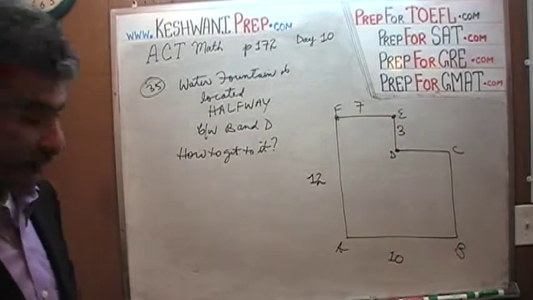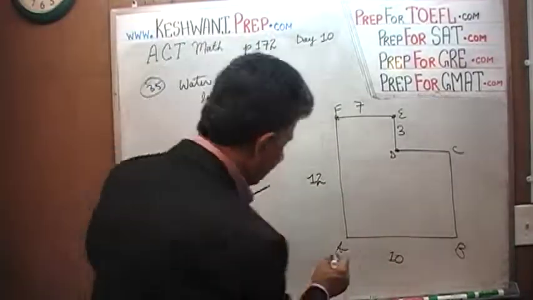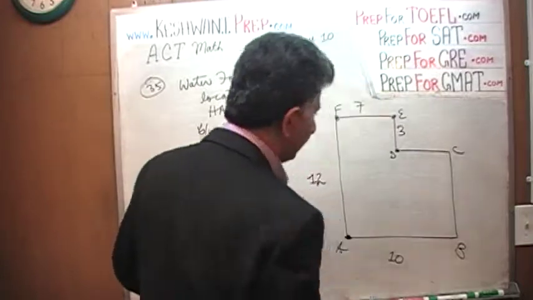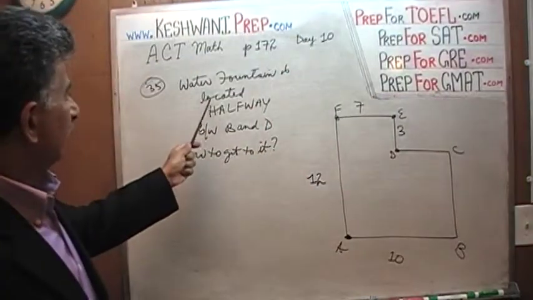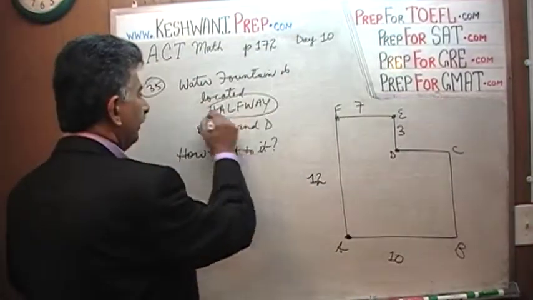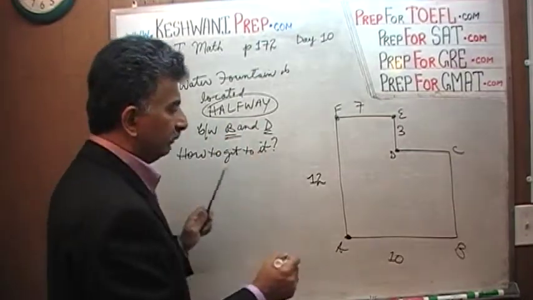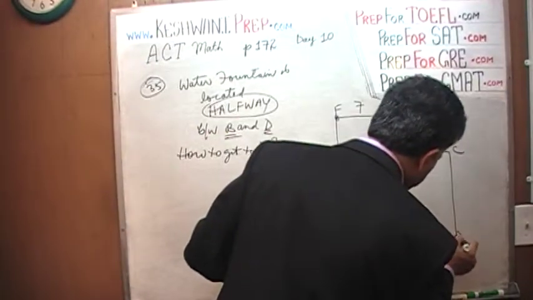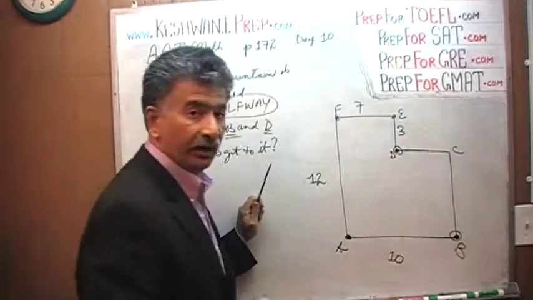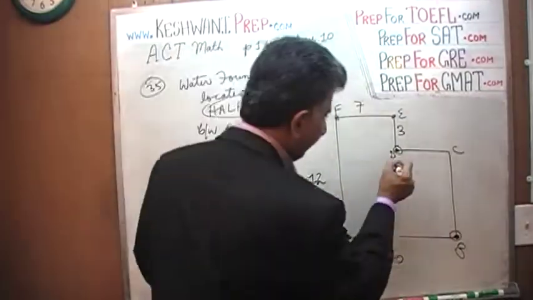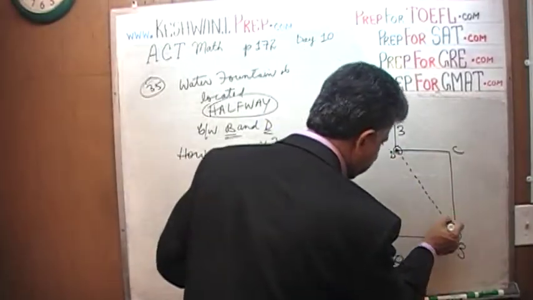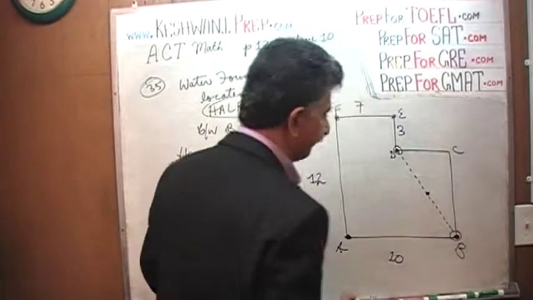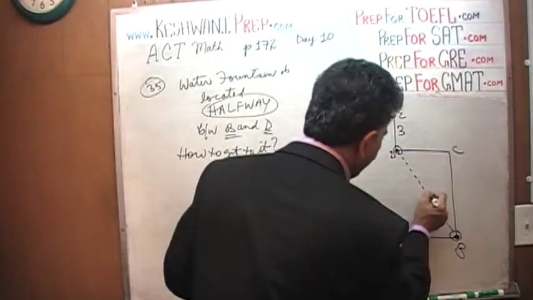We're going to start our journey at A. The water fountain is located halfway between B and D. Where is B? B is right here and D is right here. So we have to first locate a halfway point. Let's find out the halfway point. Halfway point is going to be right here.